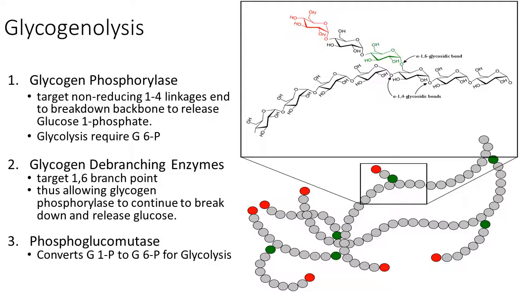Glycogenolysis involves around 3 key enzymes, namely glycogen phosphorylase, glycogen debranching enzyme, and phosphoglucomutase. Glycogen phosphorylase targets non-reducing 1,4 linkages to break down the backbone to release glucose 1-phosphate. The second enzyme, glycogen debranching enzyme, targets the 1,6 branch point, thus allowing glycogen phosphorylase to continue to break down and release glucose. Phosphoglucomutase converts G1P to G6P to be used in glycolysis.